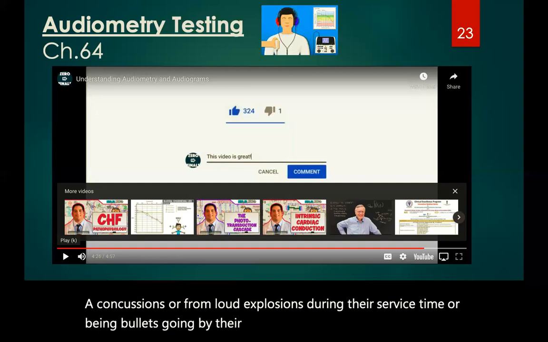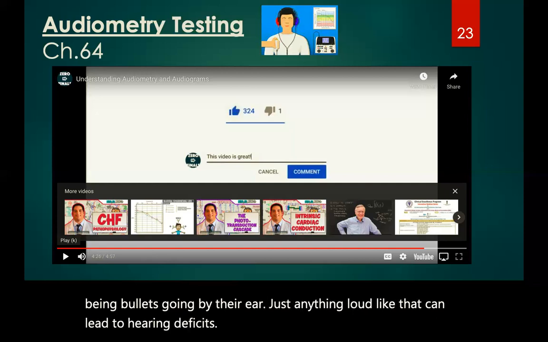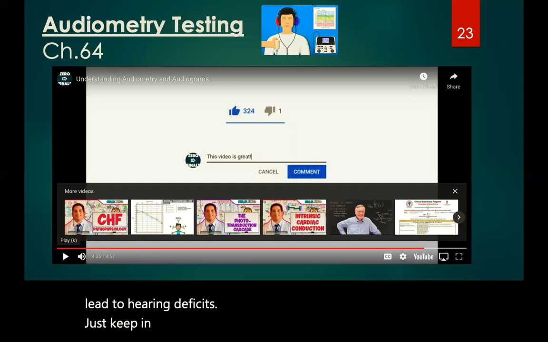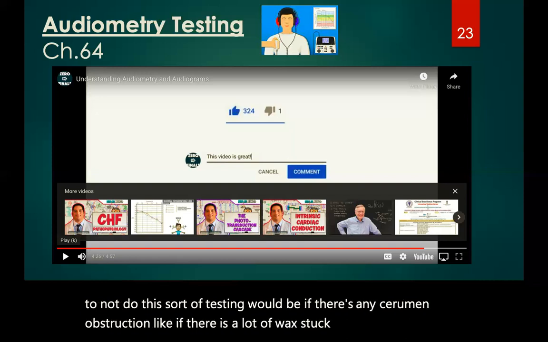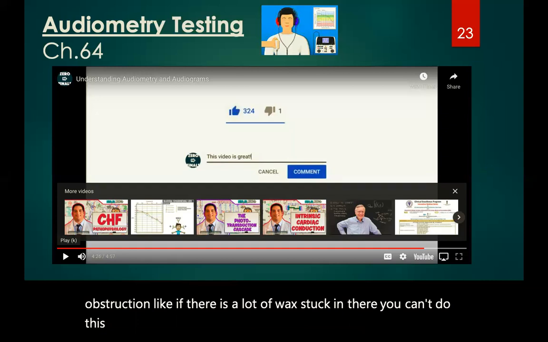Just anything loud like that can lead to hearing deficits. And just keep in mind, in terms of audiometry testing, contraindications to this sort of testing would be if there's any cerumen obstruction, like if there's a lot of wax stuck in there, you can't do this testing. Otitis externa, or if the patient's younger than 6 months old.